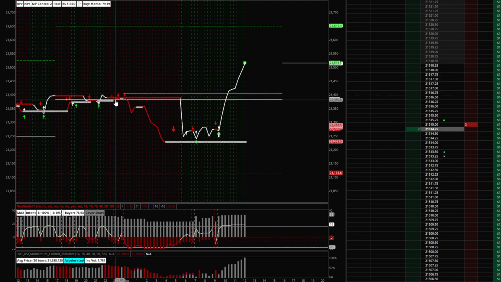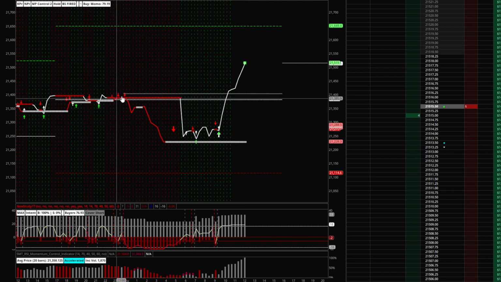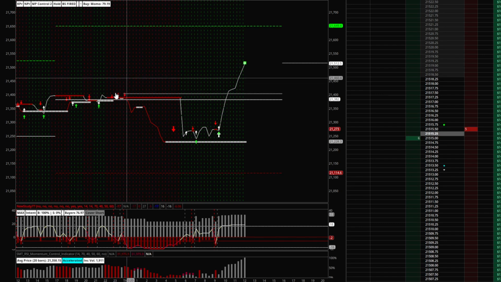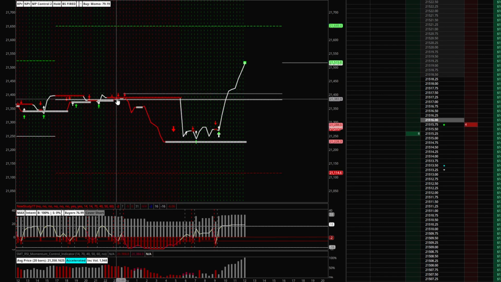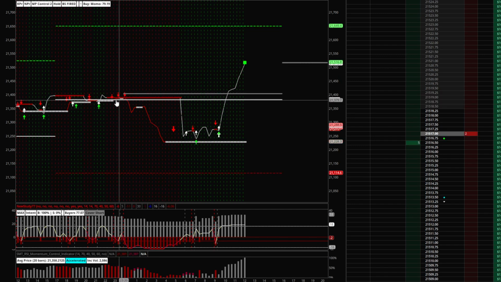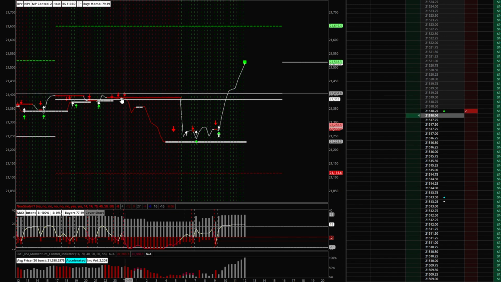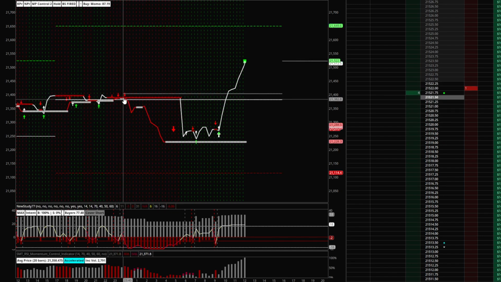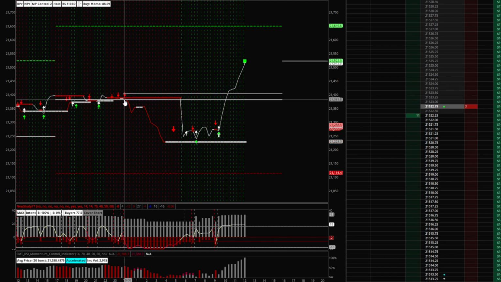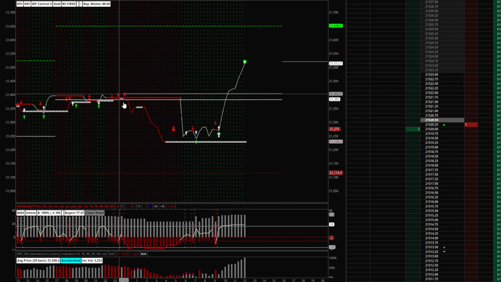Sellers took over and gained control, but you're still not going to enter into a short position because we're still above this open right here. We need sellers to gain control and break that open. So here you see the sellers broke through that open. We're in this trade right here. There's full confidence here.